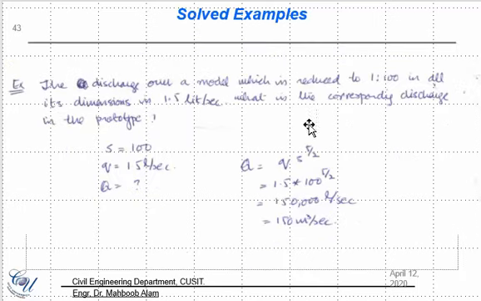For example, a very simple example here: the discharge over a model which is reduced to 1 to 100 in all its dimensions is 1.5 liters per second. So basically you have been given the scale ratio, which is 100, and you have been given the discharge in the model, which is 1.5 liters per second. Now the question is, what should be the corresponding discharge in the prototype? Just use the previous formula, put all the values, you'll get the answer.